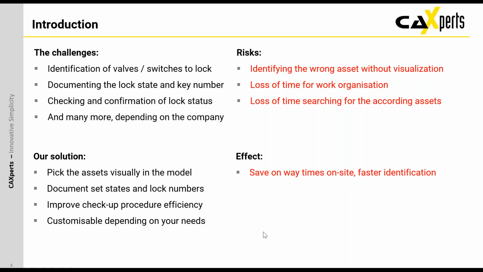Then, as mentioned before, document set states and lock numbers. How can we help? Well, you can keep track of setups and documents on site. For example, working with a mobile device where you can just visually pick the item or even use QR or RFID codes to identify the valve and then set its state in the software, which will all directly be stored away.